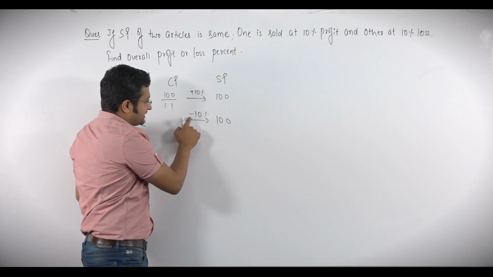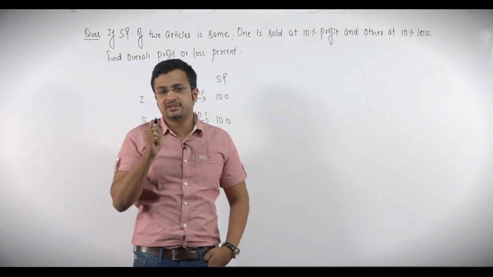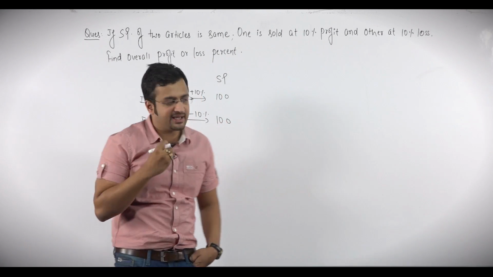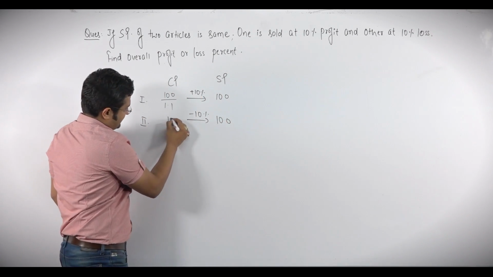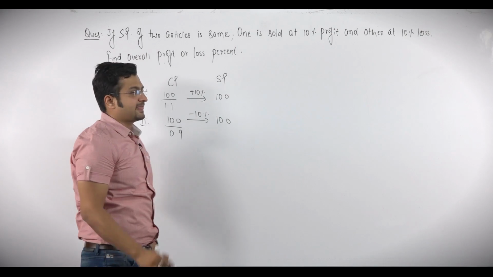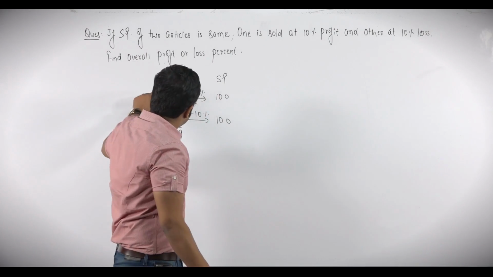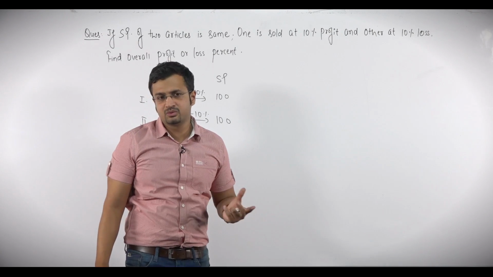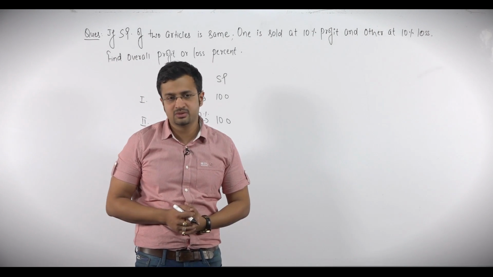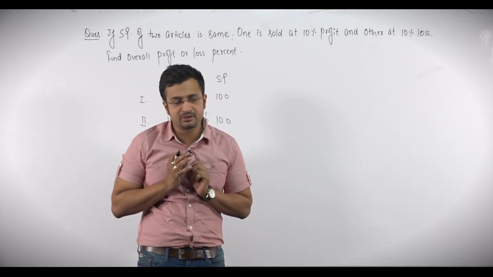In the second case, there is 10% decrease. What is the multiplication factor for 10% decrease? It is simply 0.9 or 90%. And if you want to go reverse, you have to divide this thing by 0.9. Now look at one thing. Is 100 divisible by 1.1? No. Is 100 divisible by 0.9 or 9? No. So you have to face the problem in calculation.